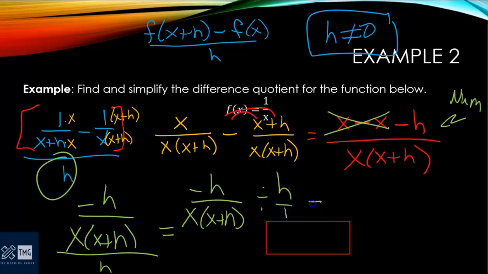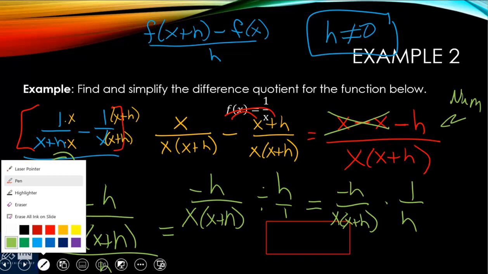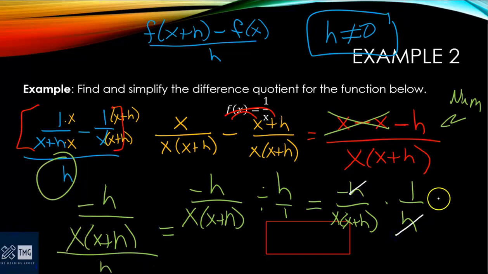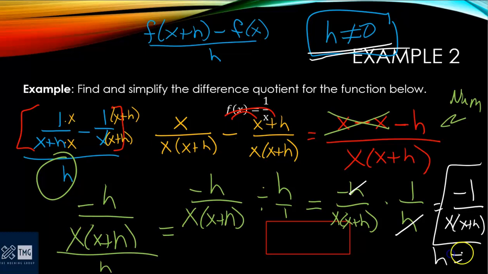Well, how do we divide fractions? We take the first fraction and we multiply by the reciprocal of the second. When we do that, our h's cancel out and we're left with negative 1 over x times x plus h. Remember, h cannot equal 0. That's a long problem, because our first step is that we have to work with our numerator first. We've got to get that numerator to be one fraction so that we can then divide our fractions.